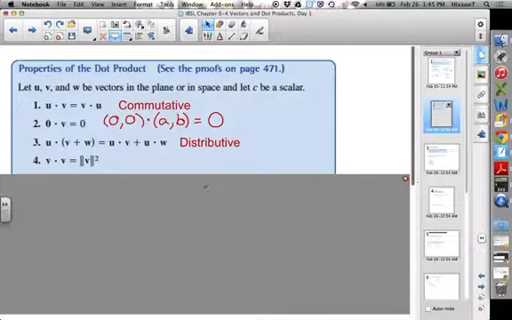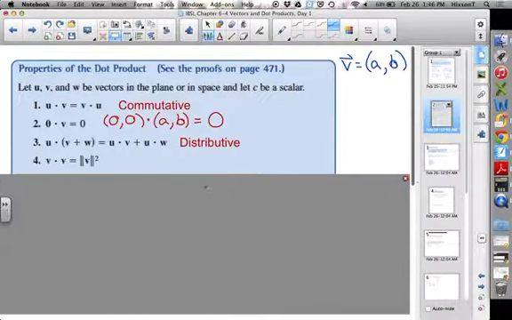Alright, next one. This is a property we'll look at a little bit closer here, but the dot product of v with itself is always going to equal the magnitude squared. Okay? Now, this one I want to take a moment with. Alright? Let's say that our vector v is the vector AB. If I'm finding the magnitude of v, what's that going to equal? Square root of a squared plus b squared.